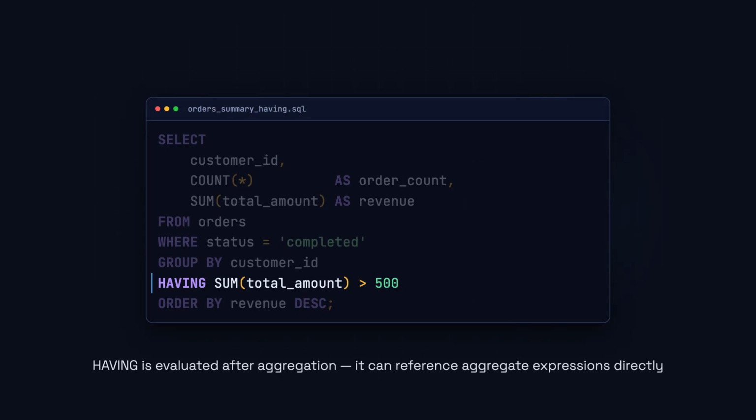Having sum of total amount greater than 500 eliminates customers whose completed order revenue is too low. Notice it references the same aggregate expression as the select; that is legal and common. You cannot move this condition into where, because the aggregate does not exist yet at that stage.